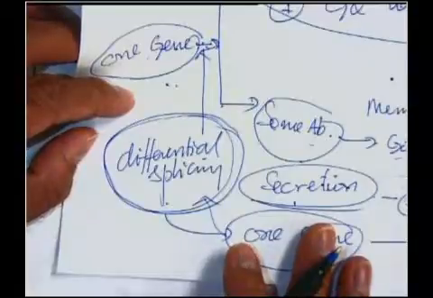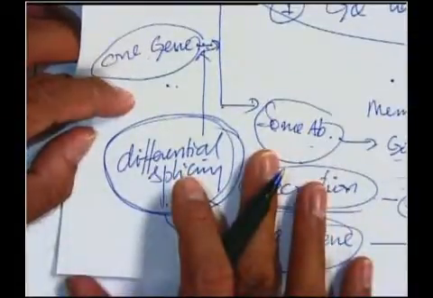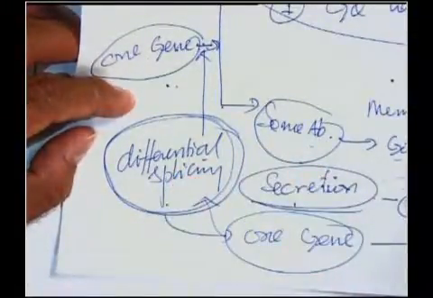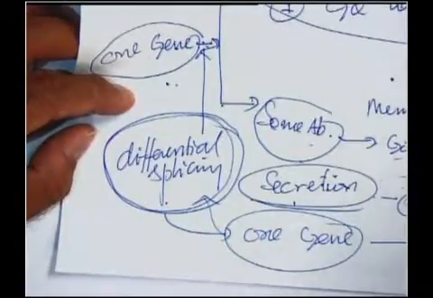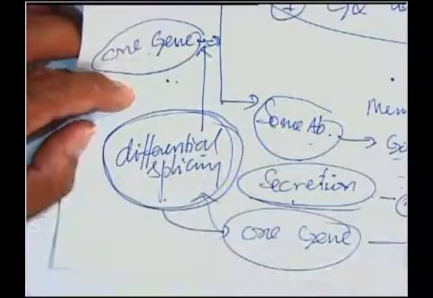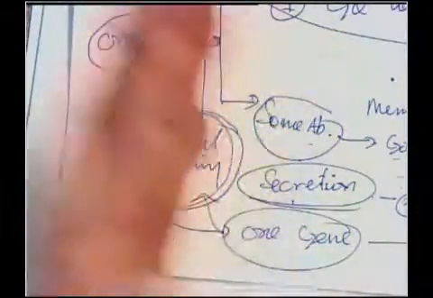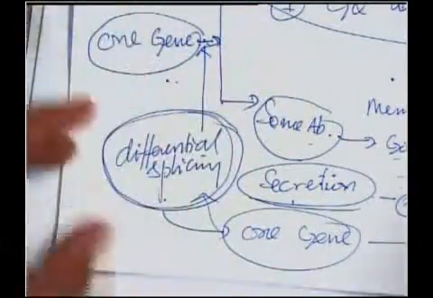And whenever I say differential splicing, it means one gene will give two proteins in this case, right? The function is the same function. One gene, one function, but two proteins because of two different natures. So that's the part you should understand. Okay?